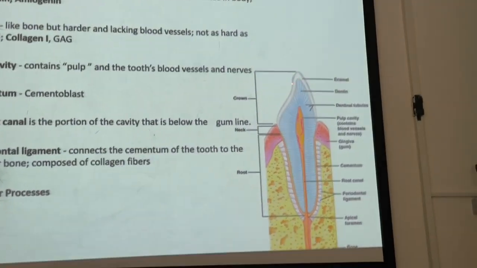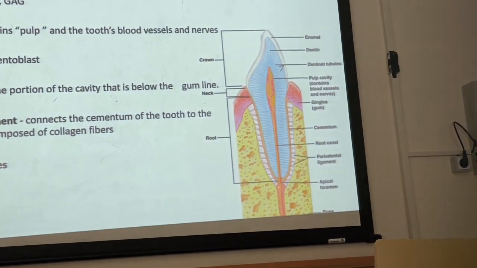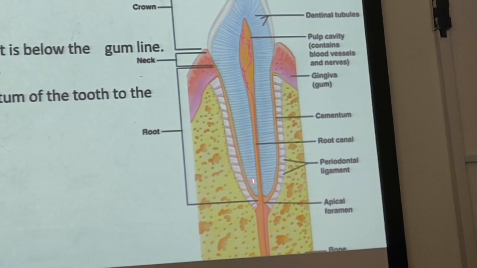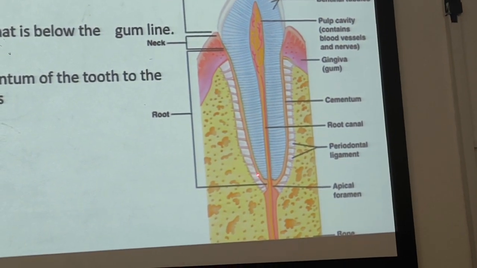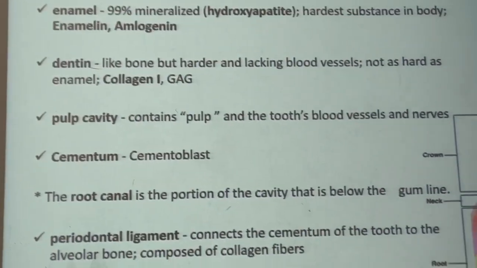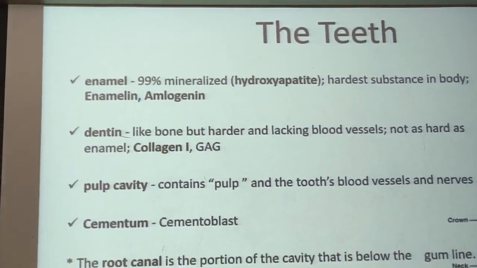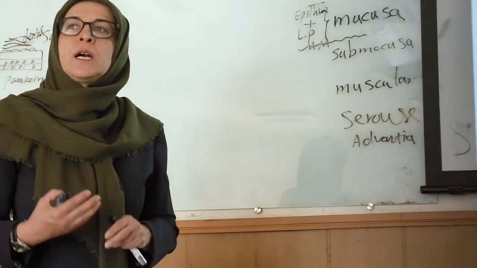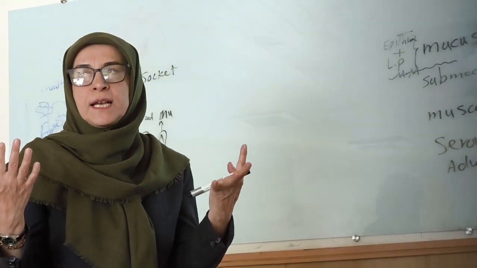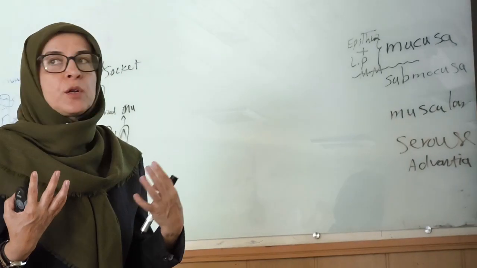If we continue from the enamel into the root, following it, in the root there is another layer, this yellow color, named cementum. This is another hard tissue that covers the tooth as the outermost layer in the root.